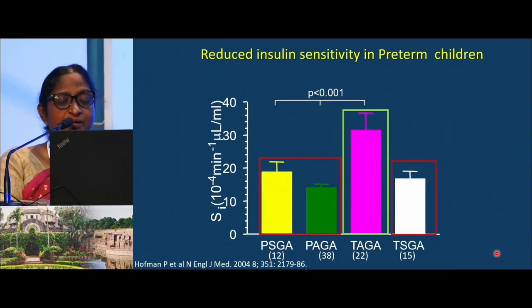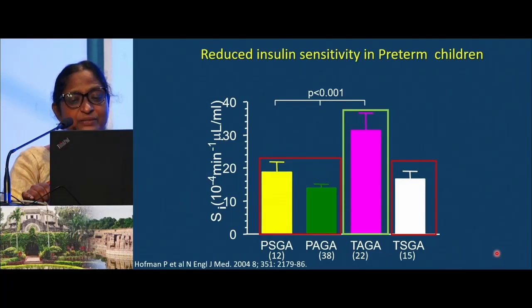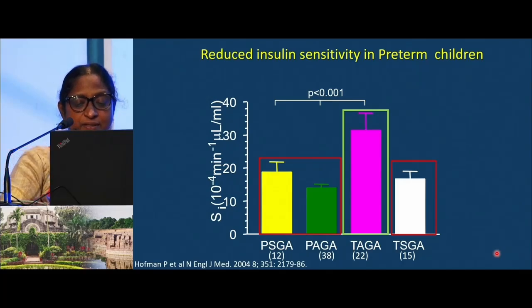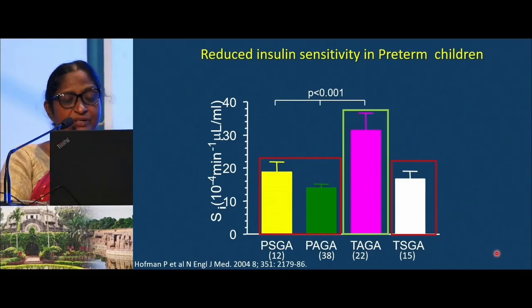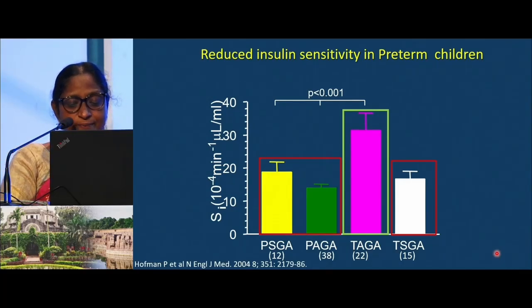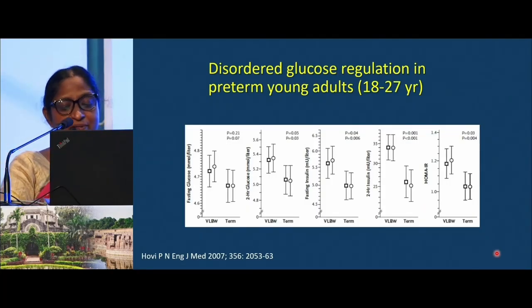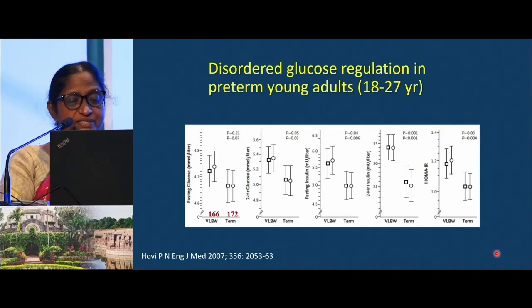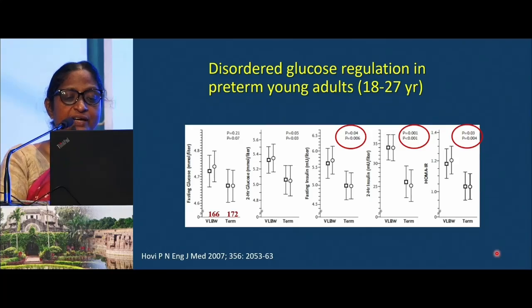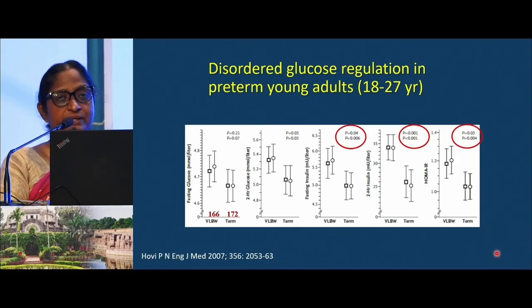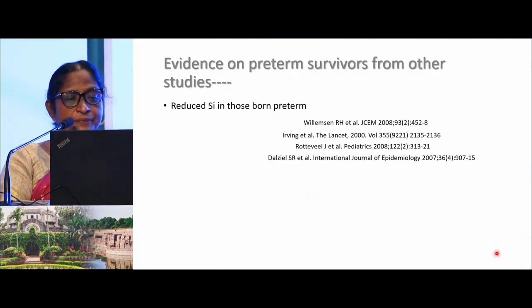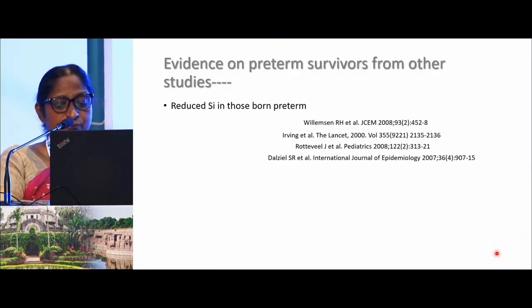And this degree of insulin sensitivity reduction was similar in magnitude to previously shown data on term-born SGA children. So prematurity definitely is an independent factor affecting insulin sensitivity. Subsequently, in an older Finnish cohort, aged between 18 to 27 years, using oral glucose tolerance test, similar findings were demonstrated. Those born premature had higher fasting insulin, higher 2-hour insulin, and increased HOMA-IR insulin resistance. Similar data has come from other groups as well.